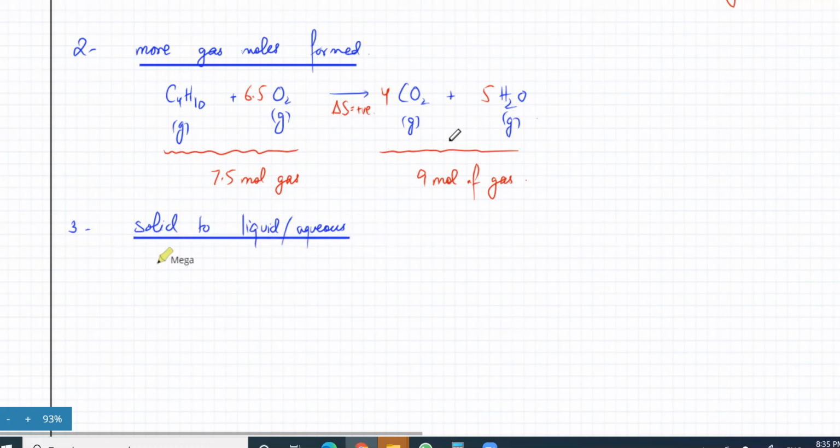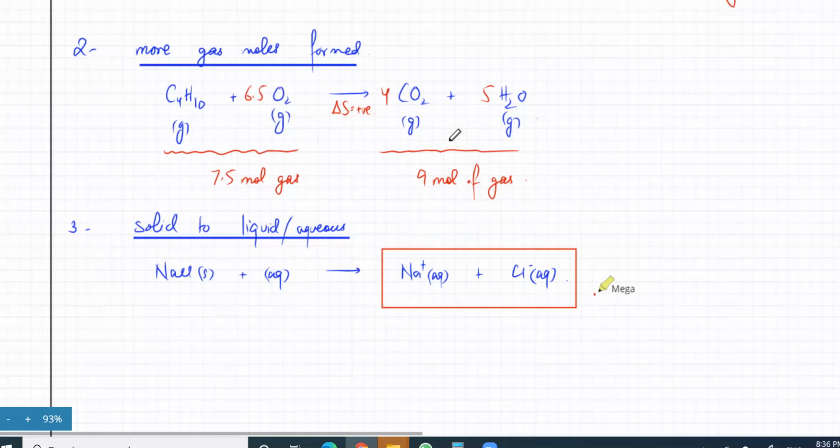Like if NaCl dissolves, and NaCl is a solid, you mix it in water, it dissolves and dissociates into aqueous ions. So you get Na+ aqueous plus Cl- which is also aqueous. So NaCl solid is dissolving and turning into aqueous ions. So when that happens, that's basically delta S positive as well.